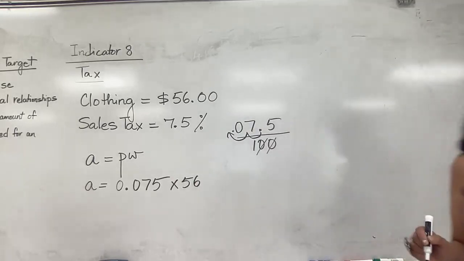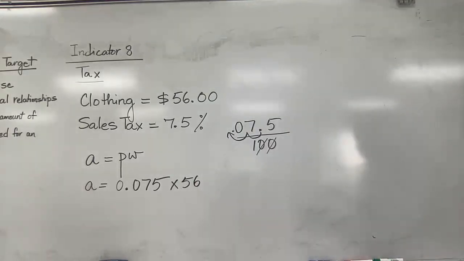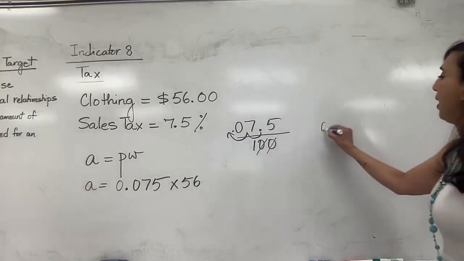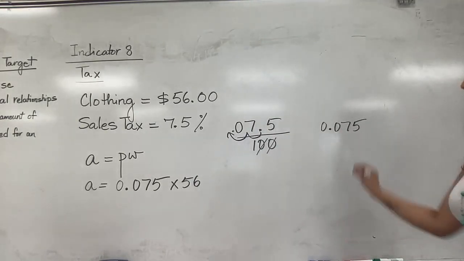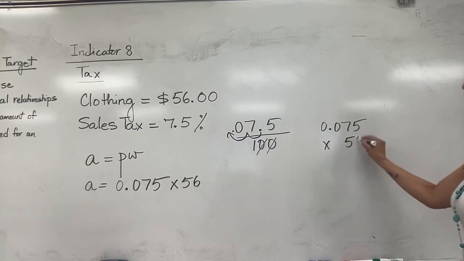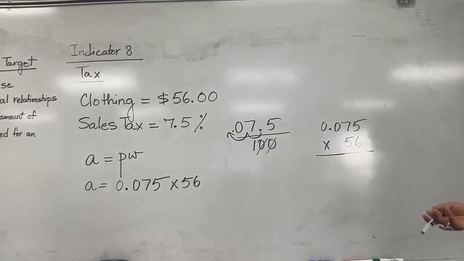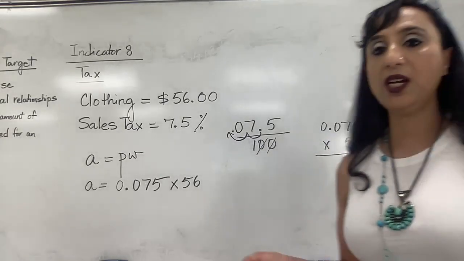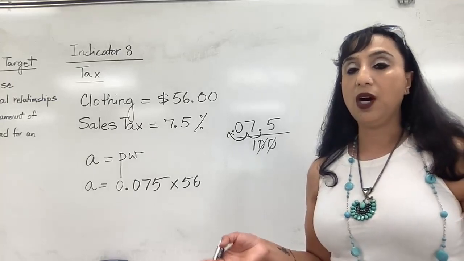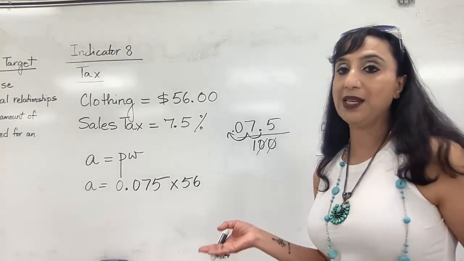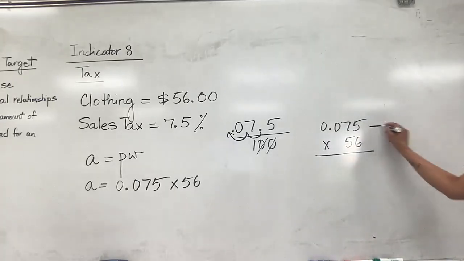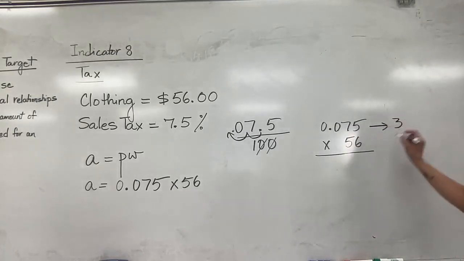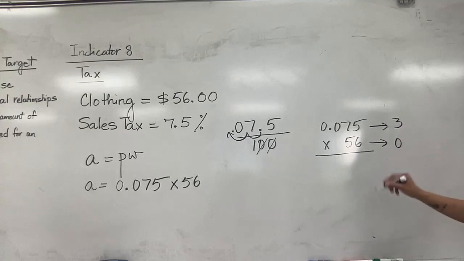And then all I'm doing is multiplying. So I have 0.075 times 56. And whenever I am doing multiplication with decimals, please make sure we always count how many digits are behind the decimal. In this case, we have 3 digits here, and no digits behind the decimal.